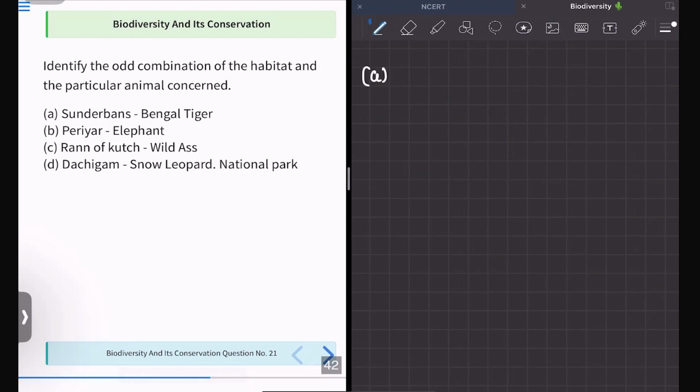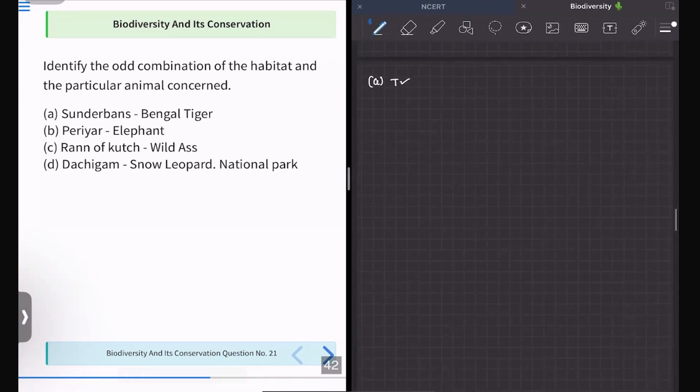They are giving that in Sundarbans we find the Bengal tiger. So yes, that is absolutely true. This is some GK knowledge you should have, but this is also given in your book, so don't worry. You can solve this even based on GK. We have learned that the Royal Bengal tigers are found in great number in the Sundarban region of West Bengal. So yes, option A is correct.